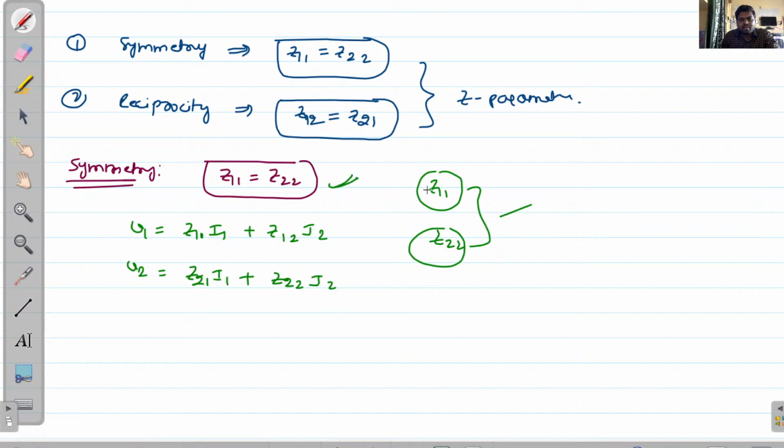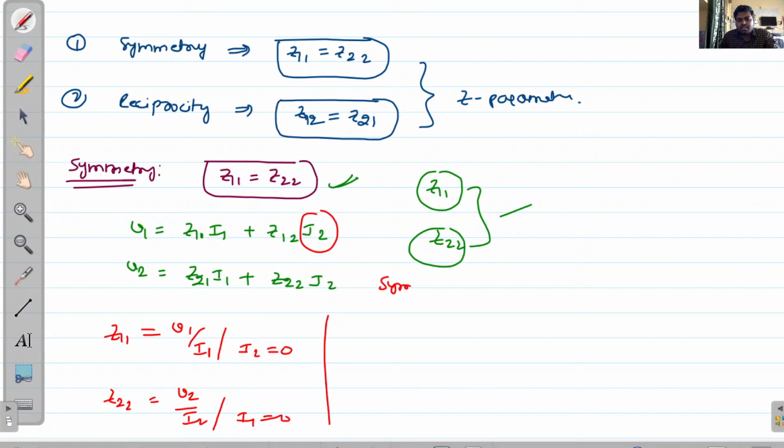First I will find Z11 from this expression. If I want to find Z11, I will make I2 equal to 0. So Z11 equals V1 by I1 when I2 equals 0, and Z22 equals V2 by I2 when I1 equals 0. Now, according to our symmetry definition, if I observe this two port network from both ends, port 1 and port 2, and it looks the same, then it is called a symmetrical network. That is the definition, right?